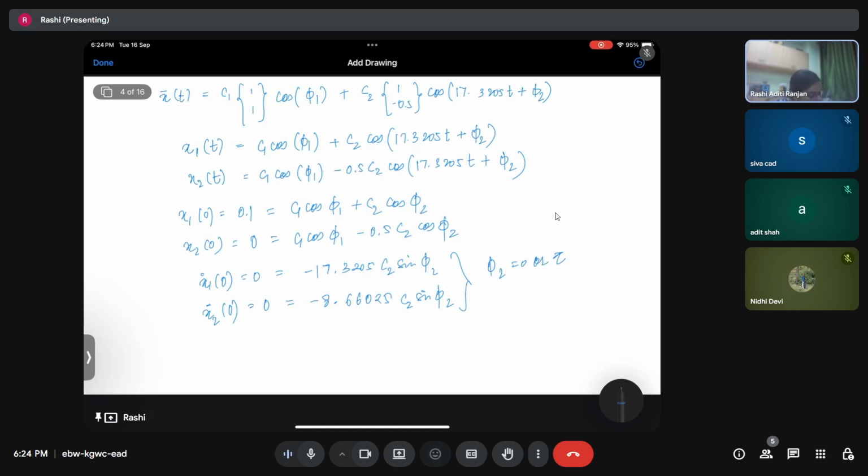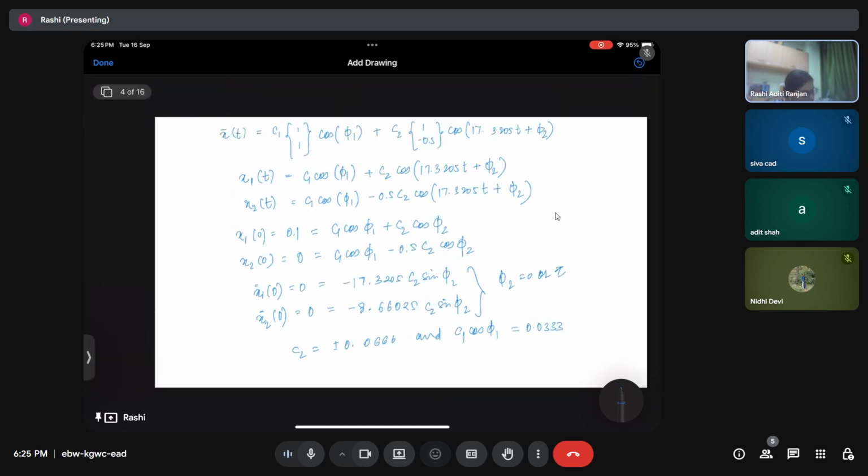Now, other than this, if I use the first two equations, then I'll get the value of C2 as plus minus 0.0666, and we'll have C1 cos of phi 1 as 0.0333. Now we do not need to find the separate value of C1 or cos phi 1, because C1 cos phi 1 appears together only. So we can just use it like that.